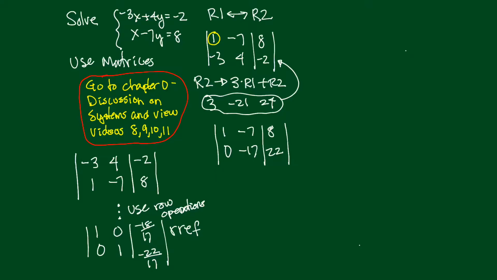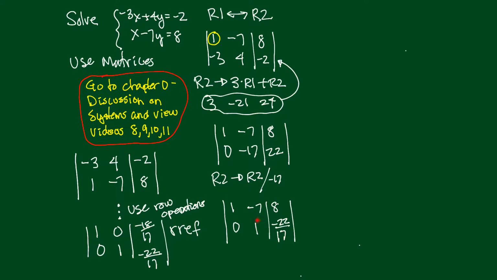Row 2 will become the current row 2 divided by negative 17. Then here's what the new matrix looks like. First row stays the same: 1, negative 7, vertical line, 8, and then divide every number in that second row by negative 17. We'll get a 0, right? 0 divided by negative 17 is 0. Negative 17 divided by negative 17 is 1, and then 22 over negative 17, I'll put the negative on top, negative 22 over 17.